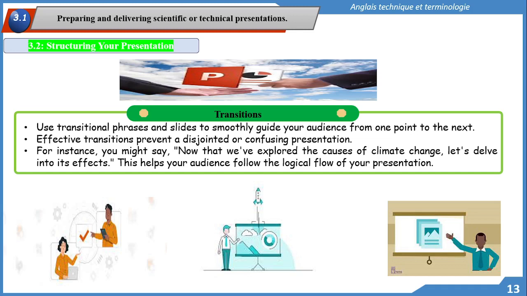To keep your audience engaged and ensure a smooth flow in your presentation, it's essential to use transitional phrases and slides that guide your audience seamlessly from one point to the next. Effective transitions prevent a disjointed or confusing presentation. For instance, you could smoothly shift from discussing types of electrical machines to exploring their applications by saying, "Having covered the types of electrical machines, let's now transition to discussing their applications." This approach helps your audience follow the logical progression of your presentation.